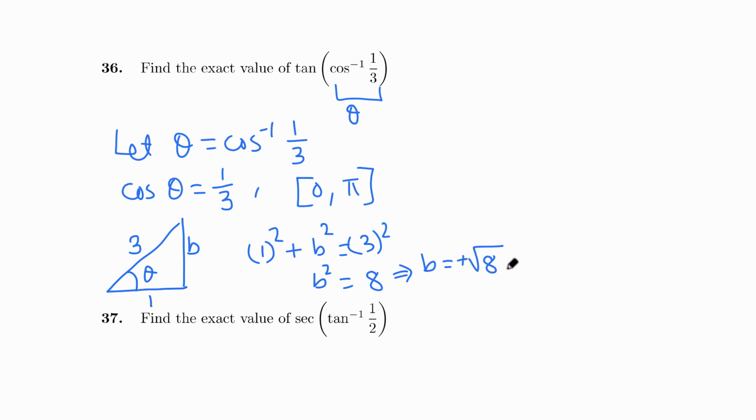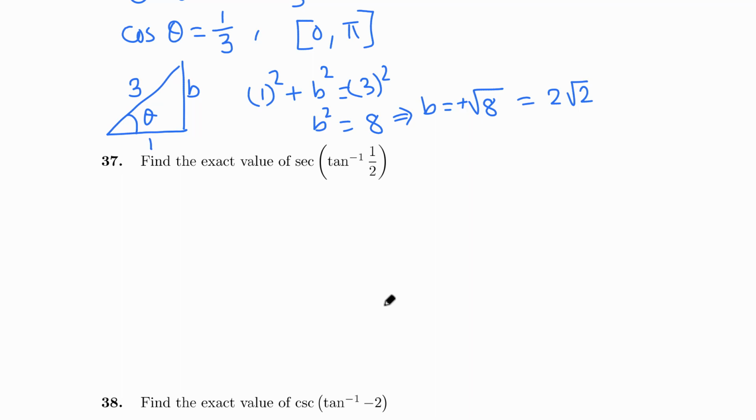We can leave it here, but a better answer: square root of 8 is the square root of 4 times 2, so it has a perfect square factor. So this is the same as 2 root 2. So we found b, the opposite of theta. Now we have all three sides, and I will go back here and find tangent theta, which is opposite over adjacent. Opposite is 2 root 2 over 1. So 1 doesn't count, the answer is 2 root 2.